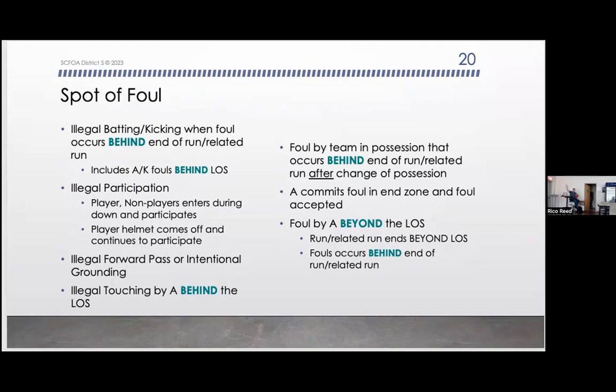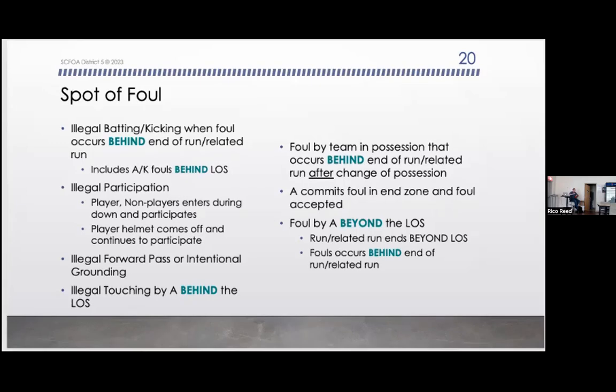So we just said, wait a minute, previous spot, right? Well, here's the exception to that. So illegal batting, illegal kicking, and the third one, illegal touching, are spot fouls. Illegal forward pass is always a spot foul. Doesn't matter, always a spot foul. But the illegal batting, illegal kicking, and illegal touching, those are spot fouls even when they occur behind the line of scrimmage.